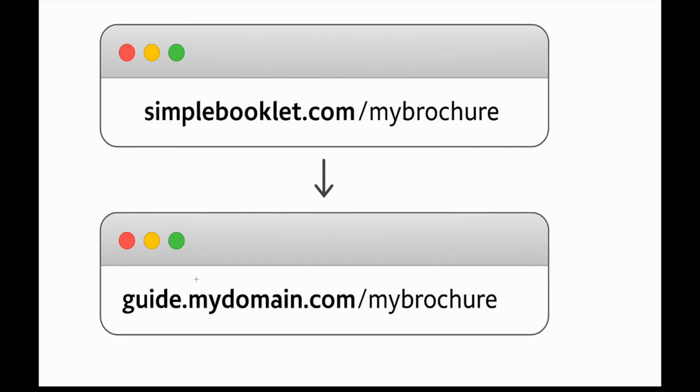And so in order to do this, we're going to have to add a CNAME record in our domain settings. Since you own your domain, you'll need to connect it to Simplebooklet through your domain provider, like GoDaddy, Wix, or Bluehost, for example. You'll do this by adding something called a CNAME record in your DNS settings.